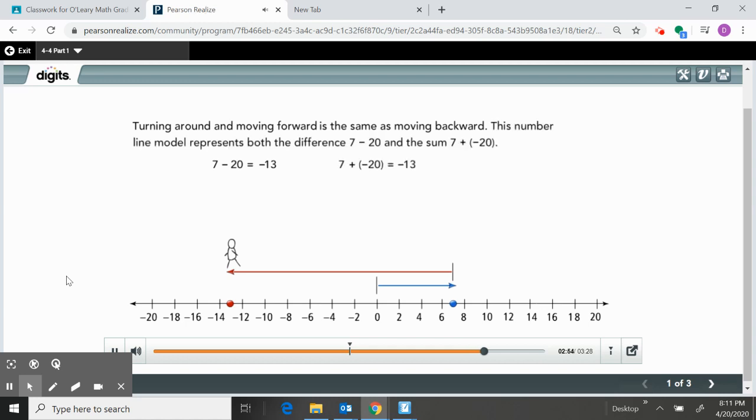This number line model represents both the difference 7 minus 20 and the sum 7 plus negative 20. Subtracting 20 is the same as adding the opposite of 20.